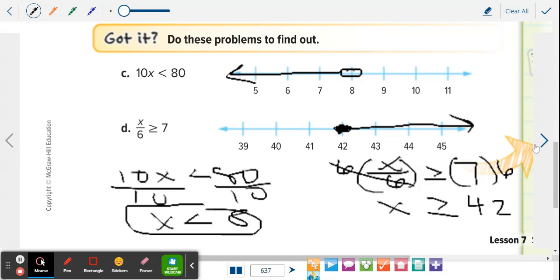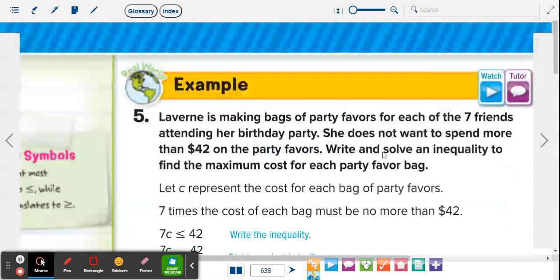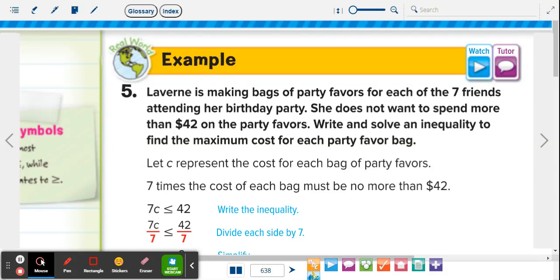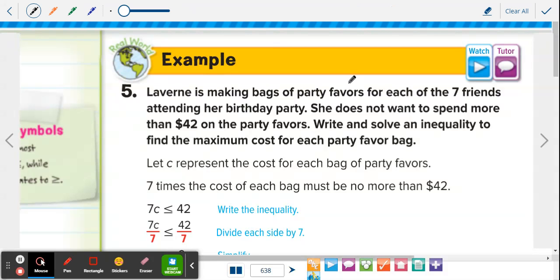All right, one last thing I want to show you is on the next page, example number 5. What they're going to do now is give you a real-world example, and they want you to write it and then solve it. You don't have to graph it now. So you're going to write the inequality and then solve it. In this one, Laverne is making bags of party favors for each of the 7 friends attending her birthday party. So she's making 7 of them. She does not want to spend more than $42 on the party favors.